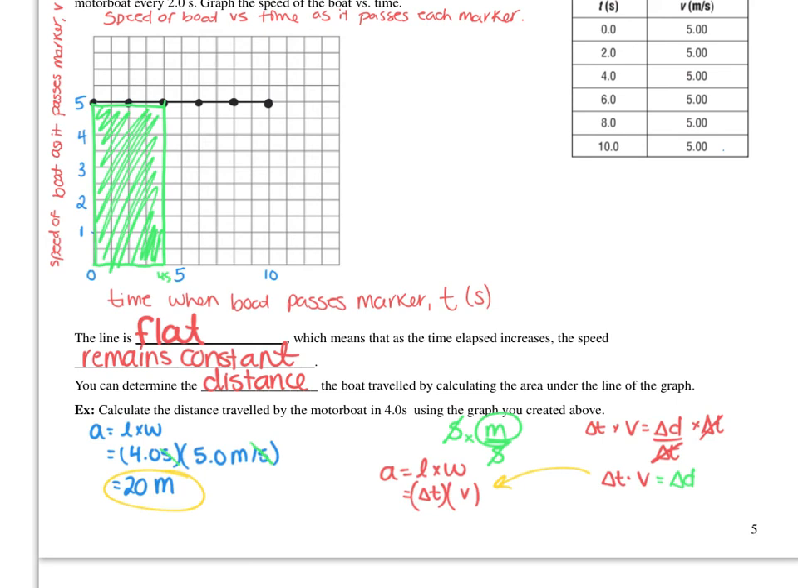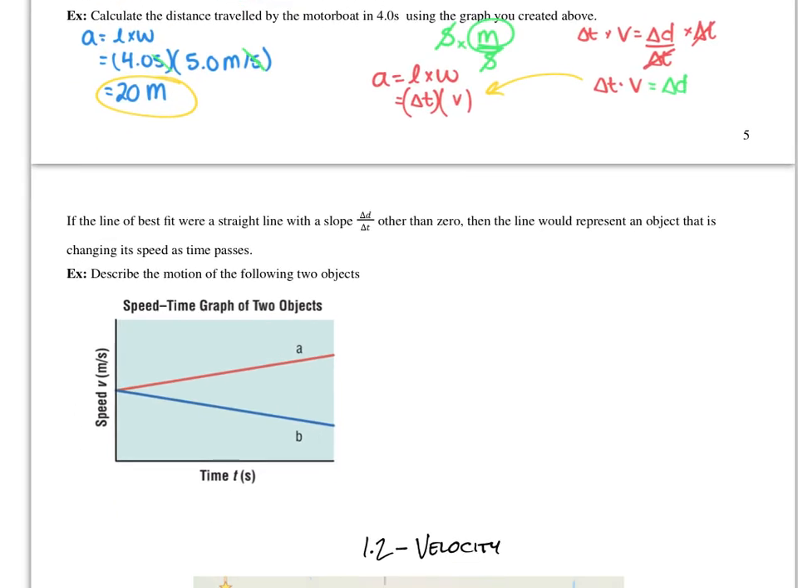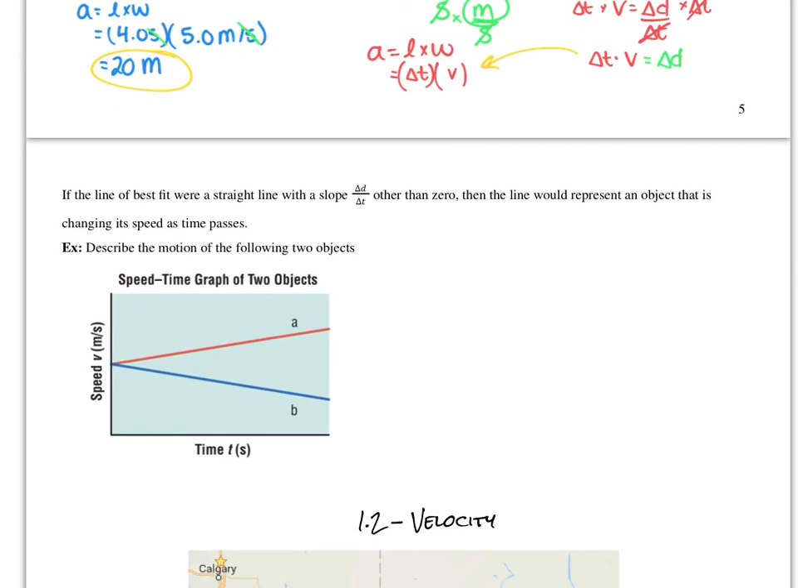Okay, last little bit. You can do this, team. All right, so if the line of best fit in our previous graph, the slope of the line, was anything other than 0, it means that the object is changing its speed as time passes. You should probably change this. It's not delta d, that was v over t.